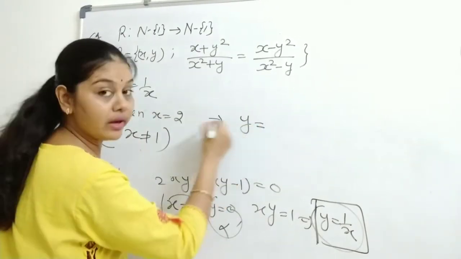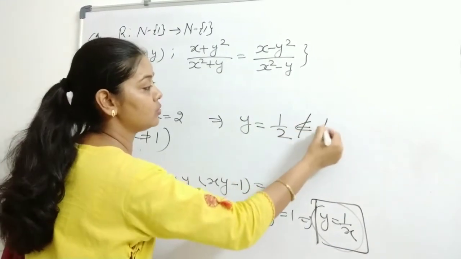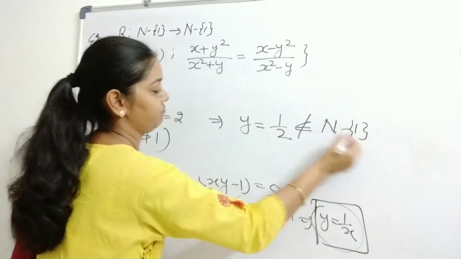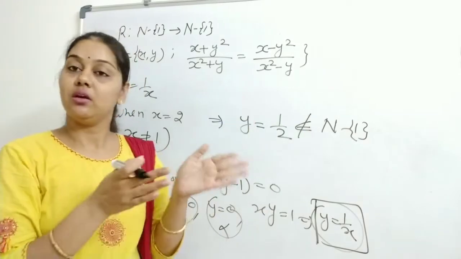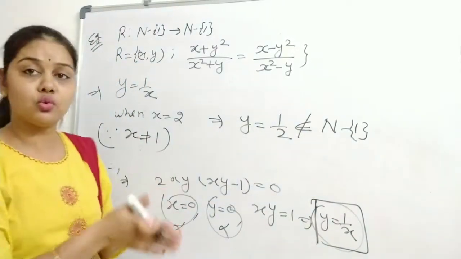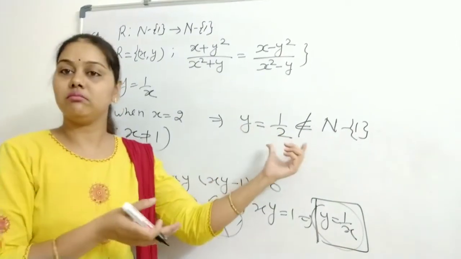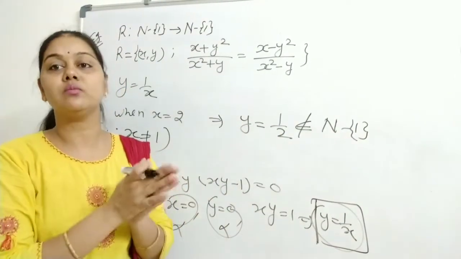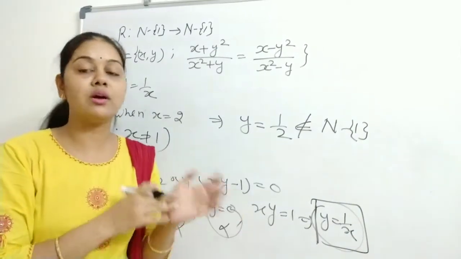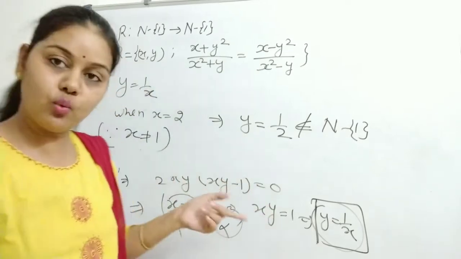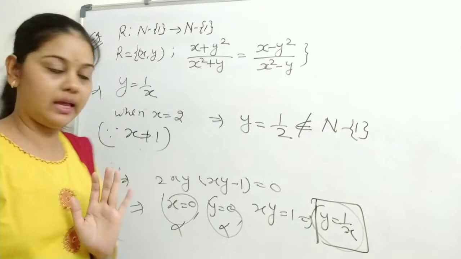Now what will y be? y is 1 upon 2, and this does not belong to N minus 1. This is not an element of the codomain. Similarly, if I take x equal to 3, then y will be 1 upon 3, and so on. For y we will always get some fraction value. But since the domain and codomain are both the set of natural numbers minus 1, we cannot take any such element.